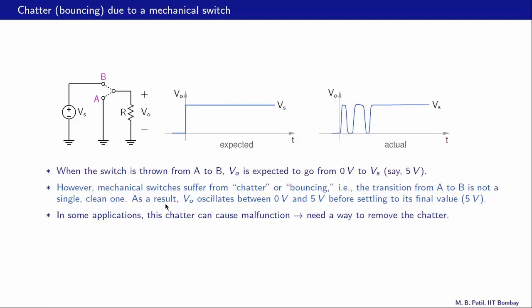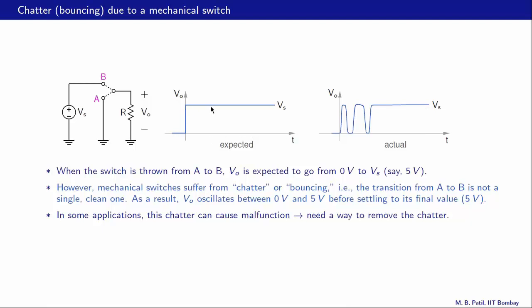Now this happens because mechanical switches suffer from chatter or bouncing. That is, the transition from A to B is not a single clean transition. There are times when the switch is neither firmly in this position nor in that position, and that gives rise to these oscillations. As a result, VO oscillates between 0 volts and 5 volts before settling down to its final value over there. So clearly there is a problem.